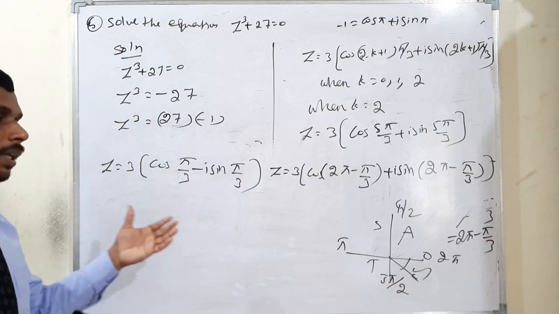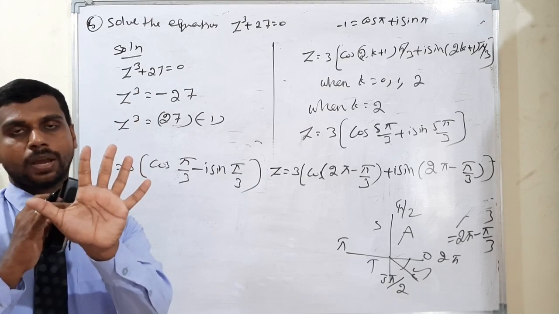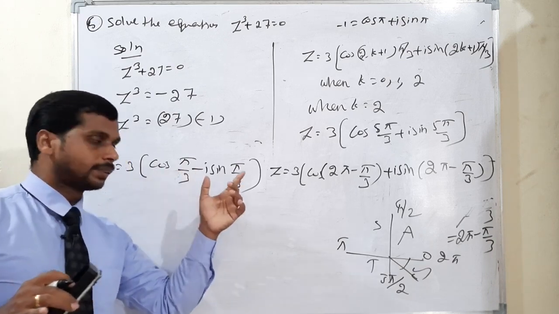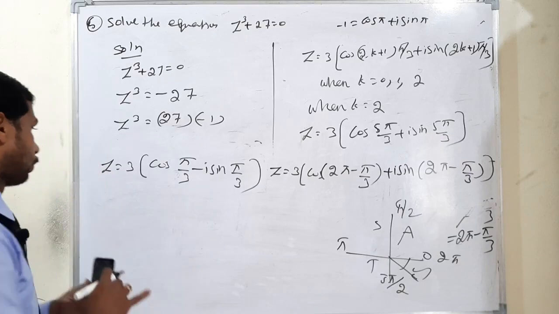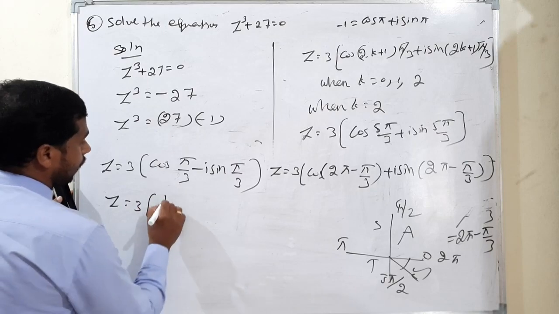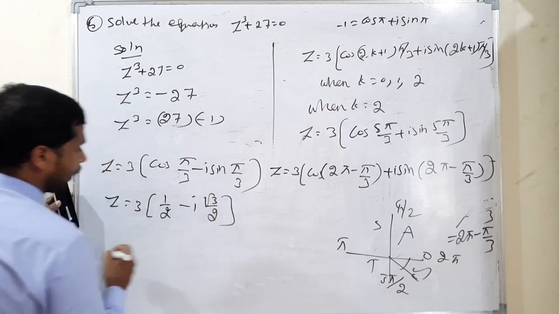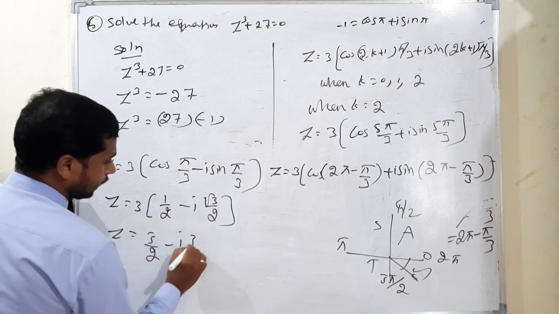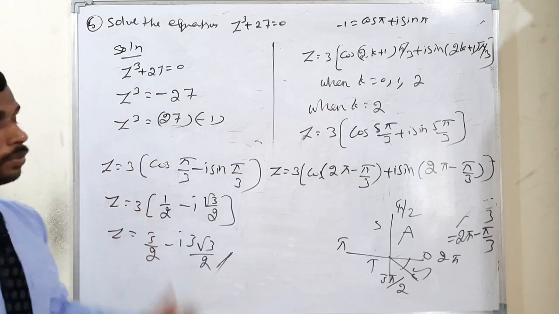Already we know cos pi by 3, we check the little side; sin theta, we check the thumb side. So cos 60 is 1 by 2, sin 60 is root 3 by 2. Therefore the final answer: z is equal to 3 into cos 60, which is 1 by 2, and sin 60, which is root 3 by 2. Again each and every time into 3 means 3 by 2 minus i root 3 by 2. Okay. So this is the answer for question number 5.